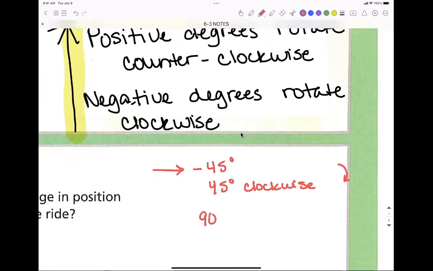Sometimes you will see a 90-degree rotation, and it doesn't say clockwise or counterclockwise, because if it's not negative, we know it's positive. And if it's positive, we have to fill in the blanks that it's what? Positive would be what? Counterclockwise.